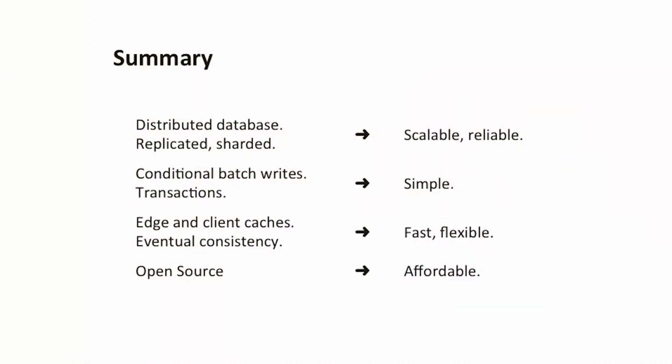Treode is a database with a unique combination of features you will not find elsewhere. It is distributed, so it's scalable and reliable. It supports conditional batch writes, which makes it easier to write applications. It shows you how to integrate eventually consistent components like caches and search indexes. And it's open source, so the price is right.